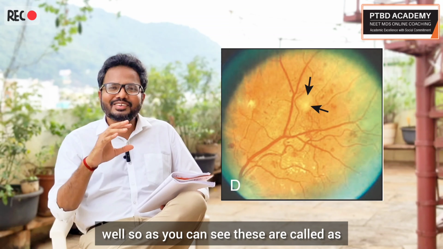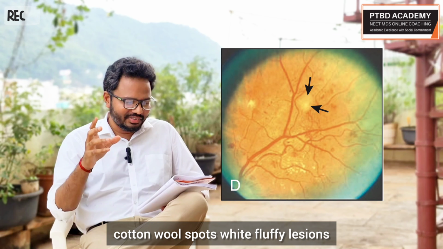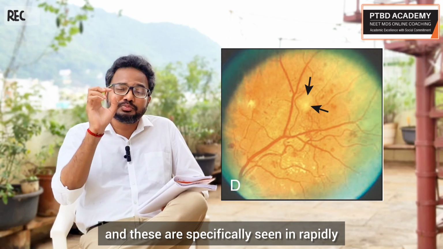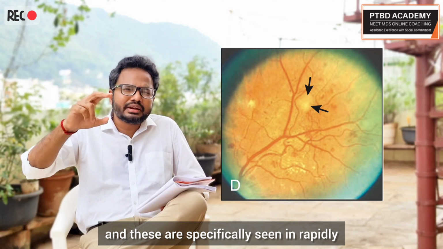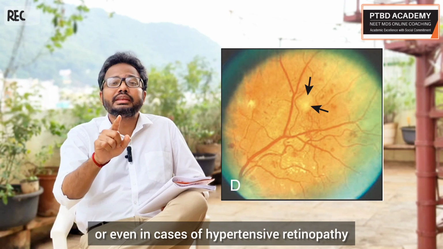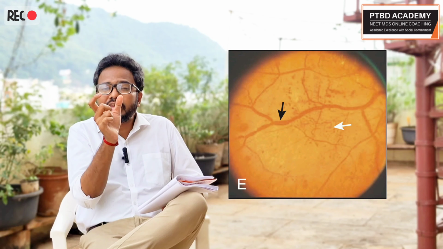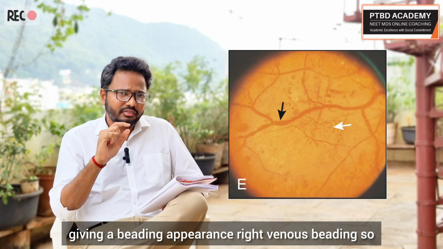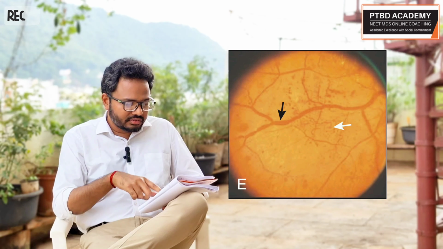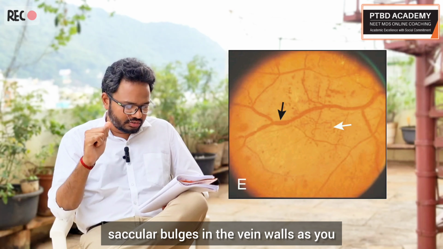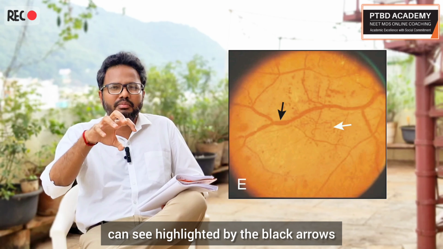So as you can see, these are called cotton wool spots, white fluffy lesions. These are specifically seen in rapidly advancing retinopathy cases or even in cases of hypertensive retinopathy. And in this following illustration, you can see venous bulging of the walls, giving a beading appearance, right? Venous beading. So saccular bulges in the vein walls, as you can see highlighted by the black arrows.